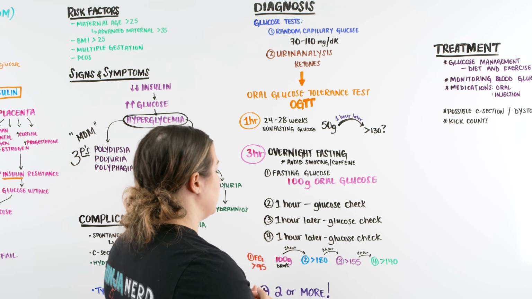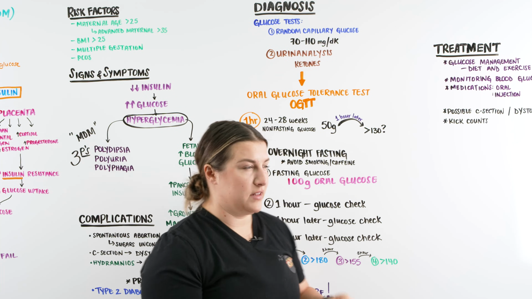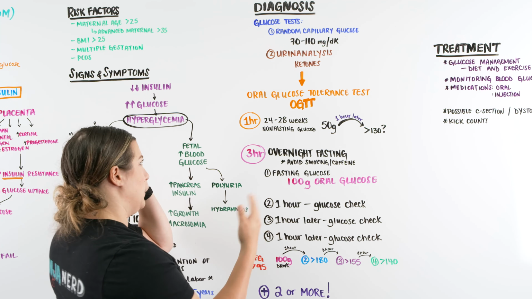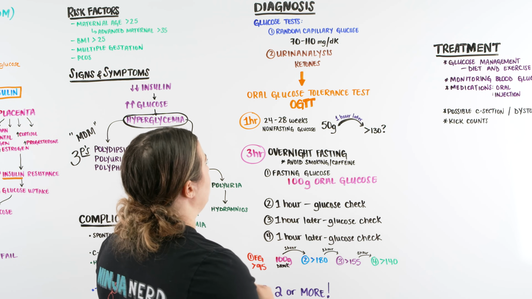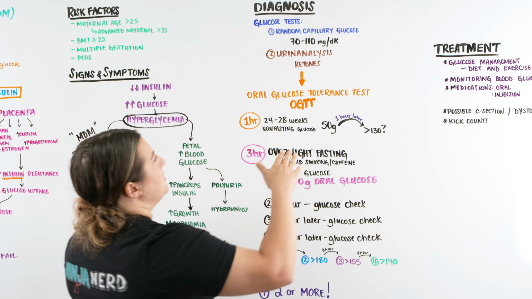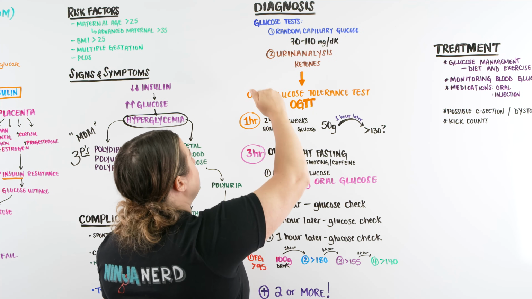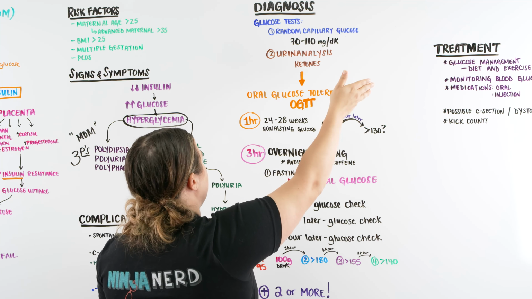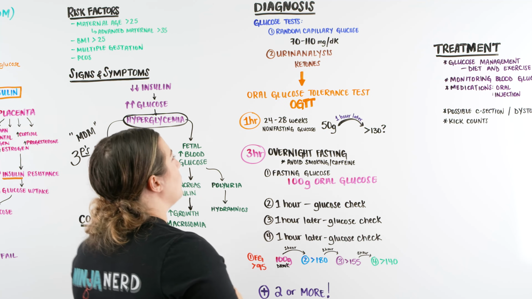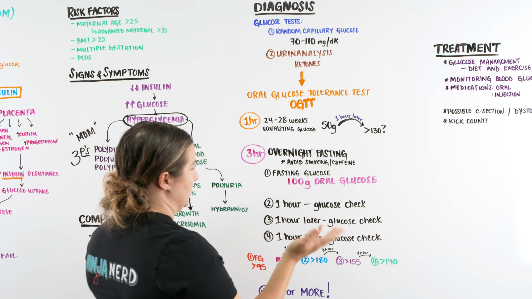And then every time mom goes in, she does provide a urine sample as well, and that's to see if there's any ketones or sugars or anything within the urine so they can do a urine analysis. But what happens if they see this constantly high glucose and constantly see sugars within the urine? They're going to want to send mom for an oral glucose tolerance test, or the OGTT.